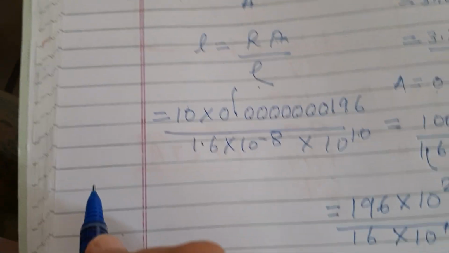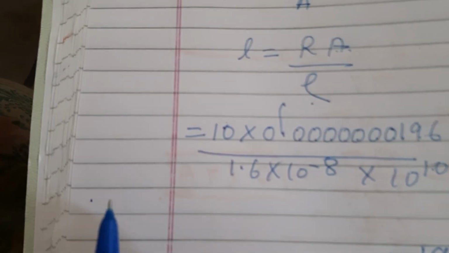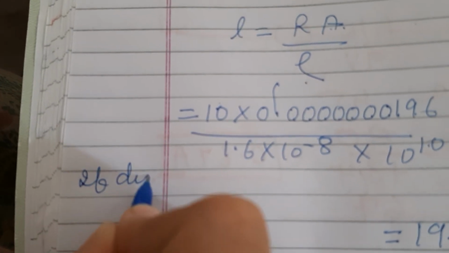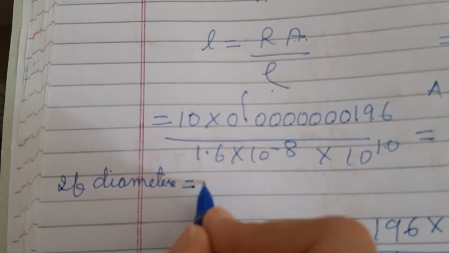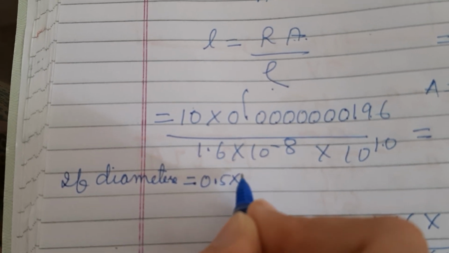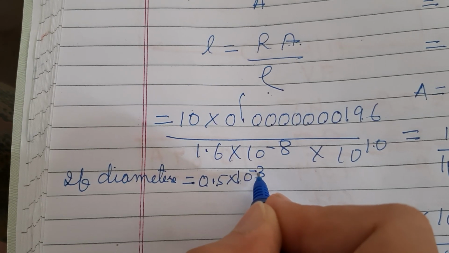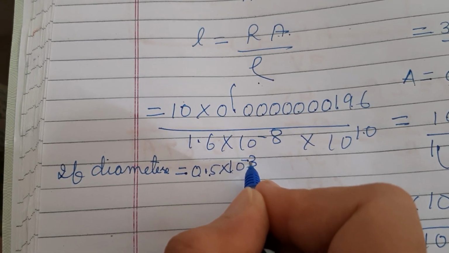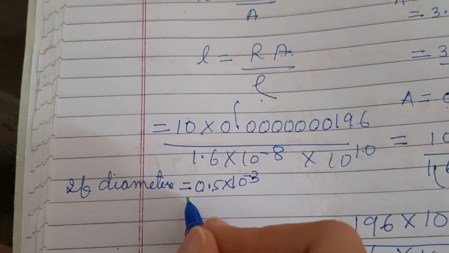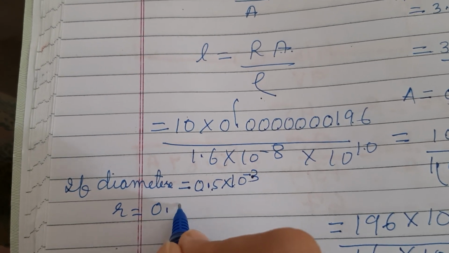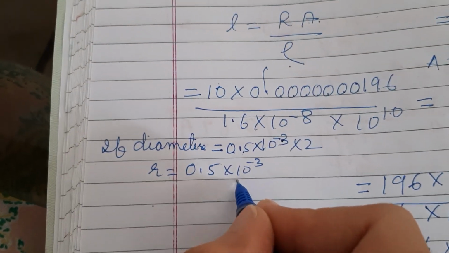Now if the diameter is doubled, then what will happen? So if diameter is doubled, means what will be, 0.5 into 10 raised to power minus 3, this is diameter and we will convert it into meter. So if diameter is doubled, then what will be the radius? So diameter doubled means it becomes into 2, so radius will be equal to 0.5 into 10 raised to power minus 3. This will be the radius in meter.